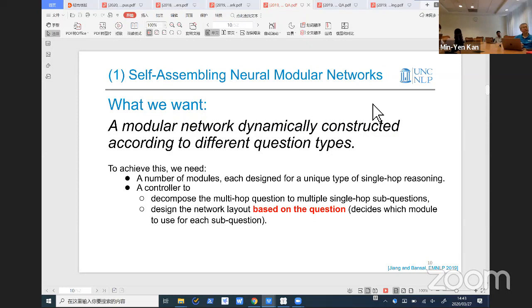It's called self-assembling neural module networks. I will first introduce an essential idea. The essential idea is a modular network which can be dynamically constructed according to different kinds of reasoning types. For different questions, it will compose different neural network architectures.